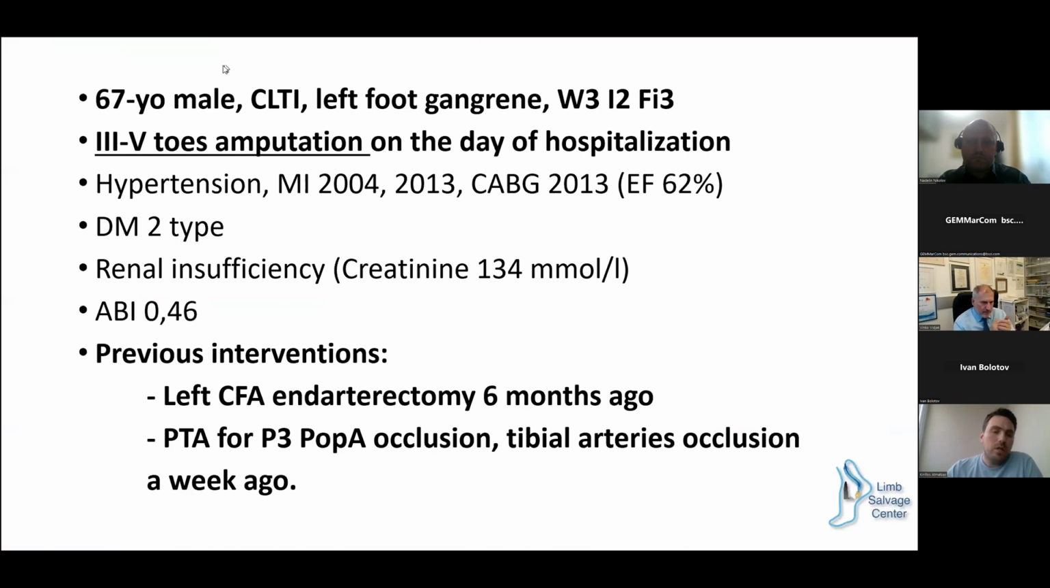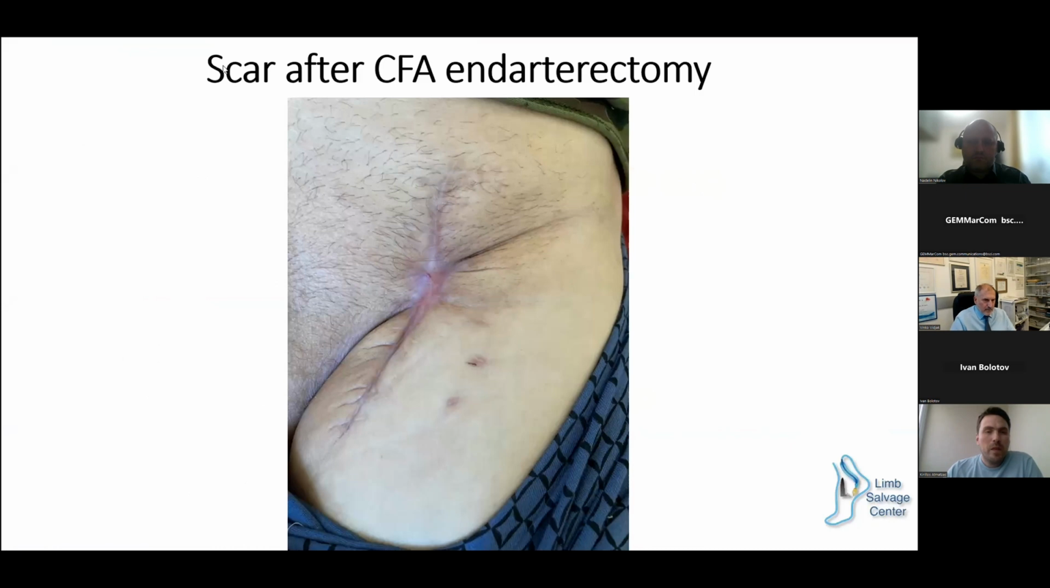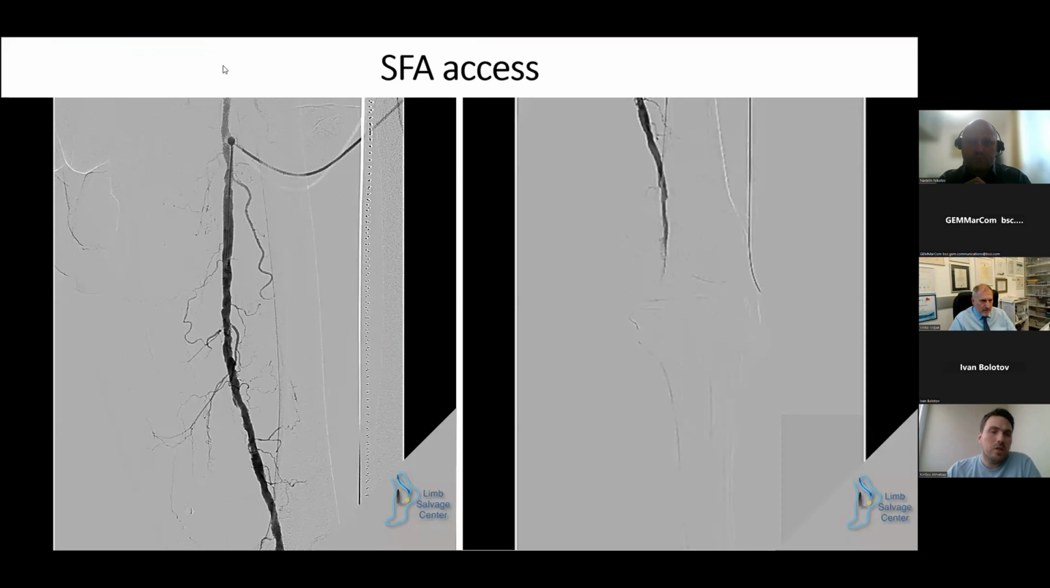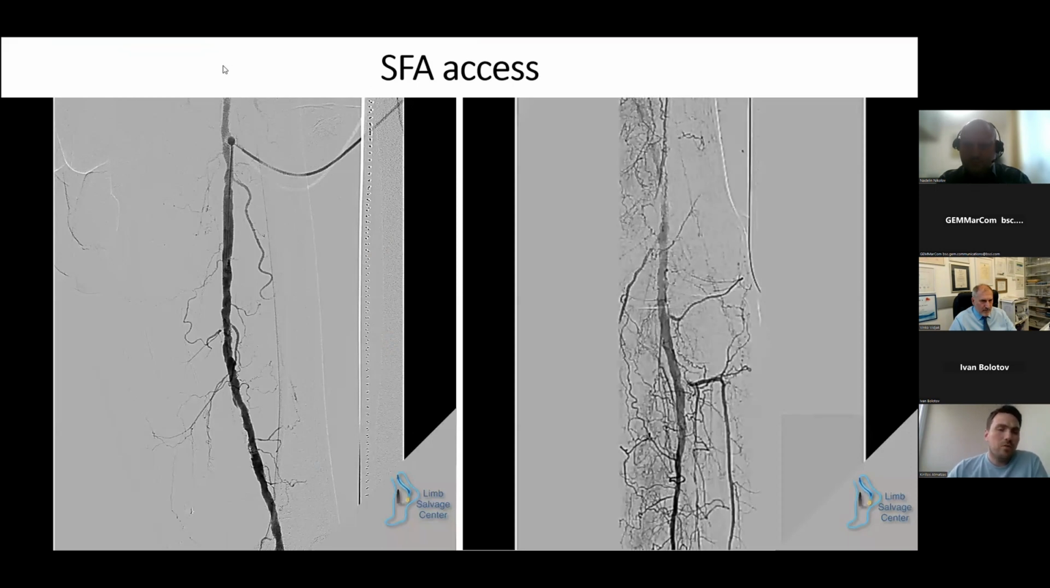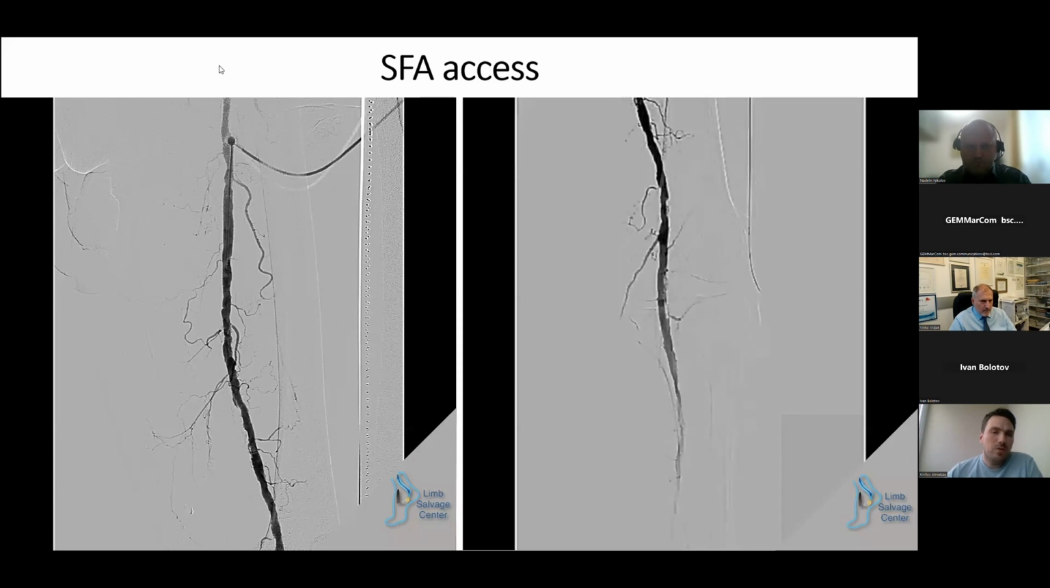So we took him again to our cath lab. Due to a scar after the common femoral artery endarterectomy and a contralateral access used in the previous PVI, I decided to make an antegrade access via the SFA under ultrasound control. The patient had severe calcification of the arteries with a moderate to severe MAC score in the foot.